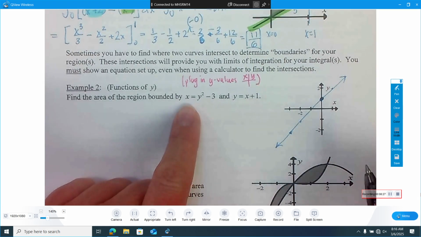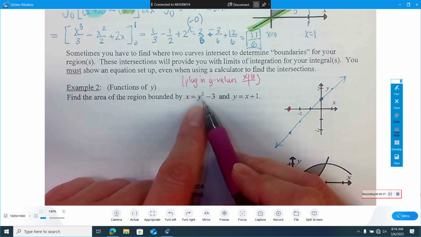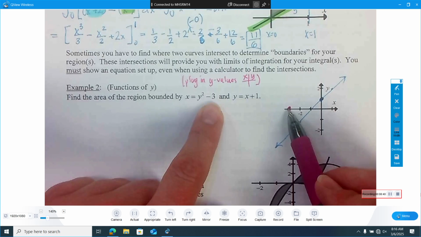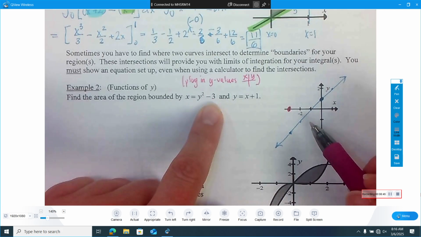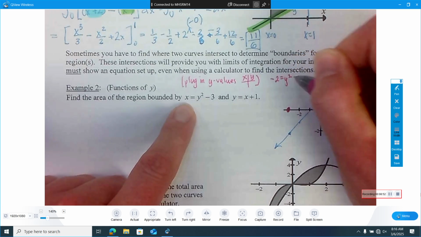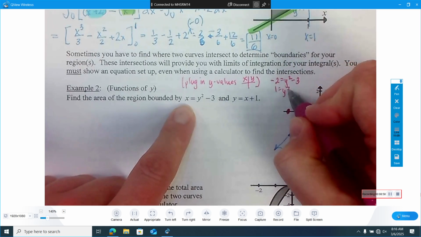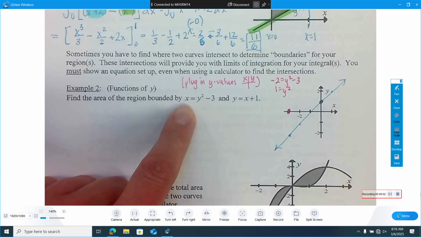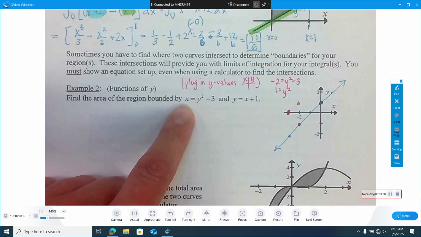Let's see. So y squared minus 3, if y is 0, then x is negative 3. Let's see, what happens when x is negative 2? I would have to add 3, so I would get 1 equals y squared. And when we take a square root of that, we get plus or minus 1. So when x is negative 2, we get a plus or a minus 1 right there.